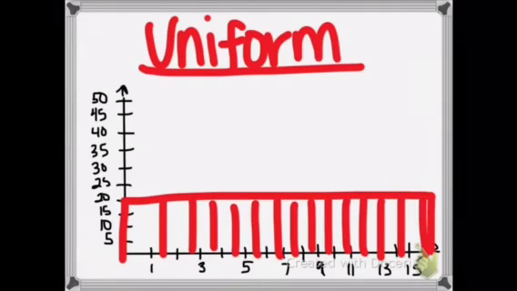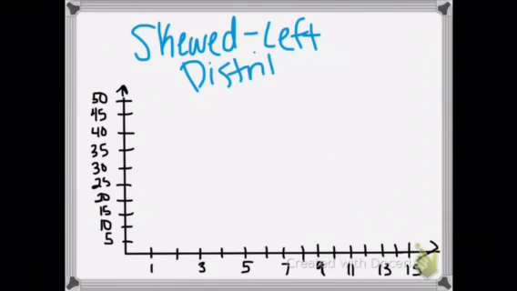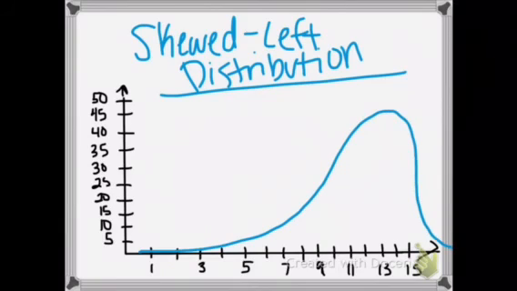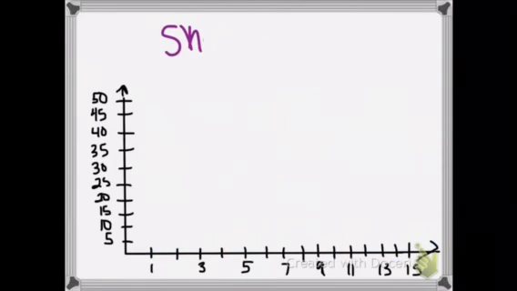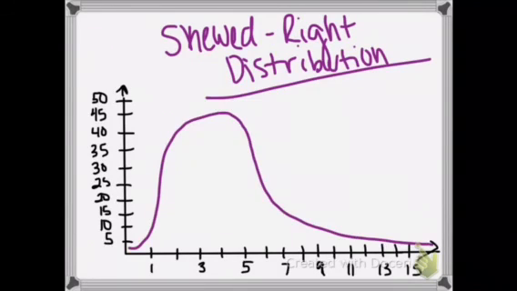A frequency distribution is skewed if the tail of the graph elongates more to one side than to the other. A distribution is skewed left, negatively skewed, if its tail extends to the left. This also shows the mean, mode, and median. A distribution is skewed right, positively skewed, if its tail extends to the right, which also can show the mode, median, and mean. I hope you guys learned a little something, and now here's the bloopers.